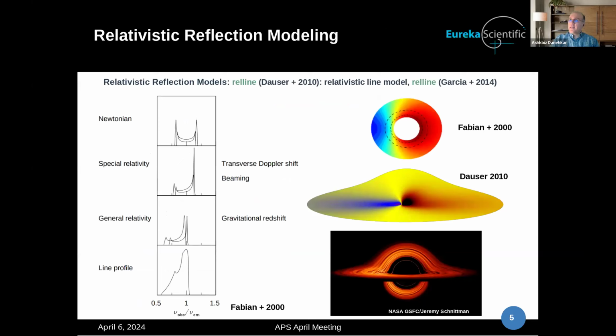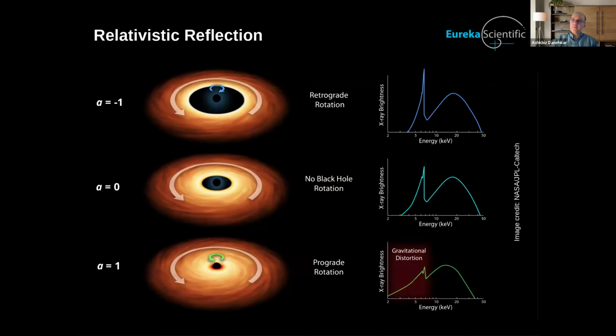In X-ray reflection emissions, you see different types of K-alpha emission lines: Newtonian, special relativity, and general relativity. Due to light bending, frame dragging effects, and gravitational lensing, we have those things you see on the right in the simulation by Dauser in 2010. By integrating this image of the accretion disk, we can constrain different values of spin.